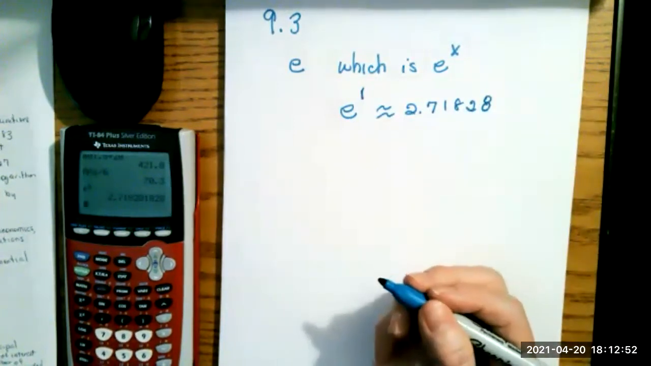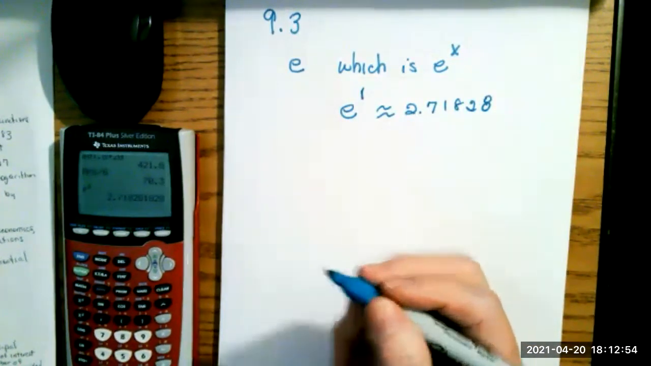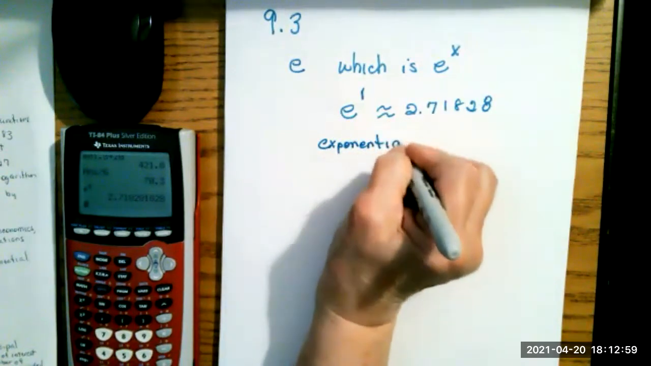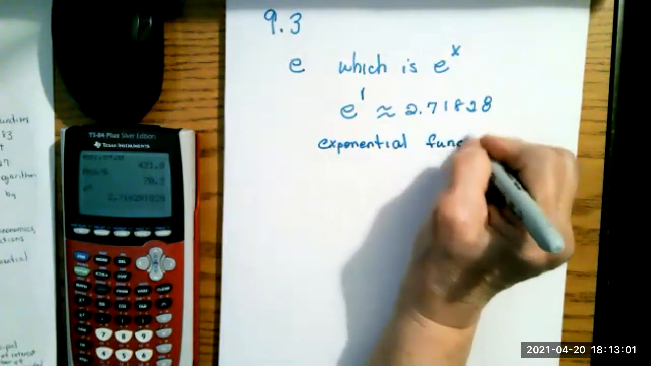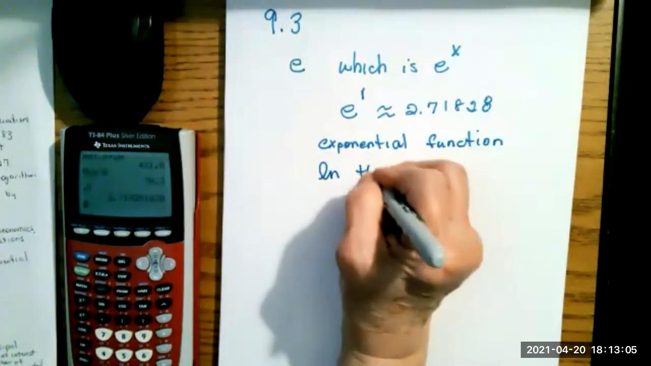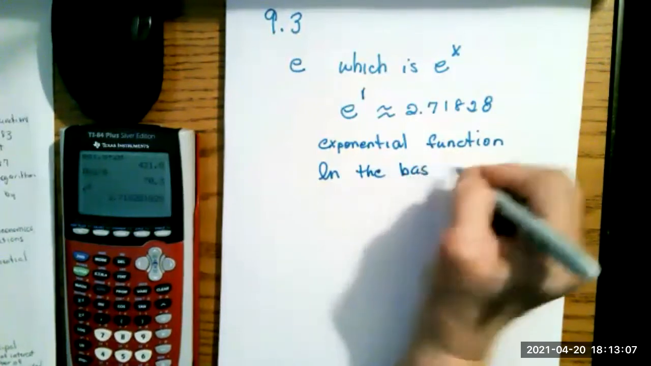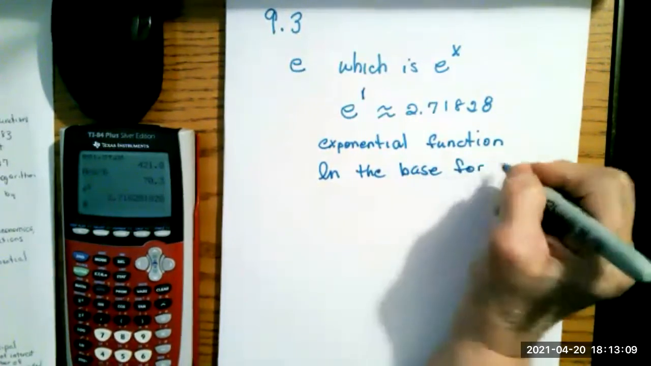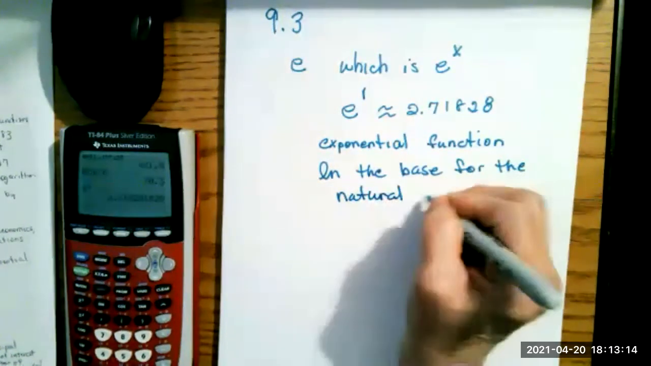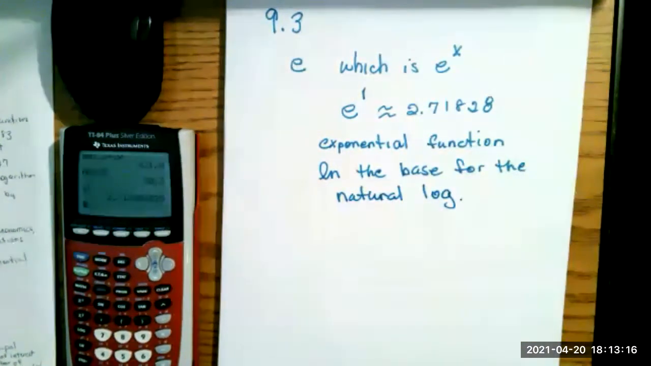And I want to give you some history on this one tonight. It's used for exponential functions. And for LN, it's the base. It's called a natural logarithm, and we're going to be doing it tonight.